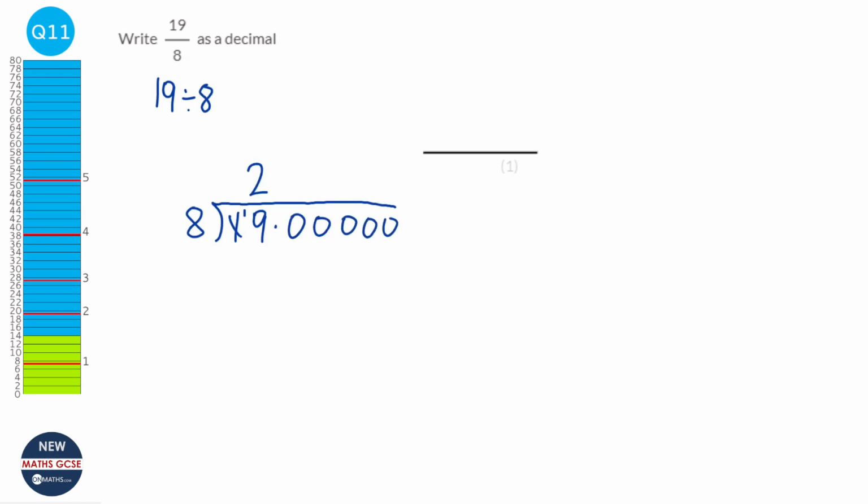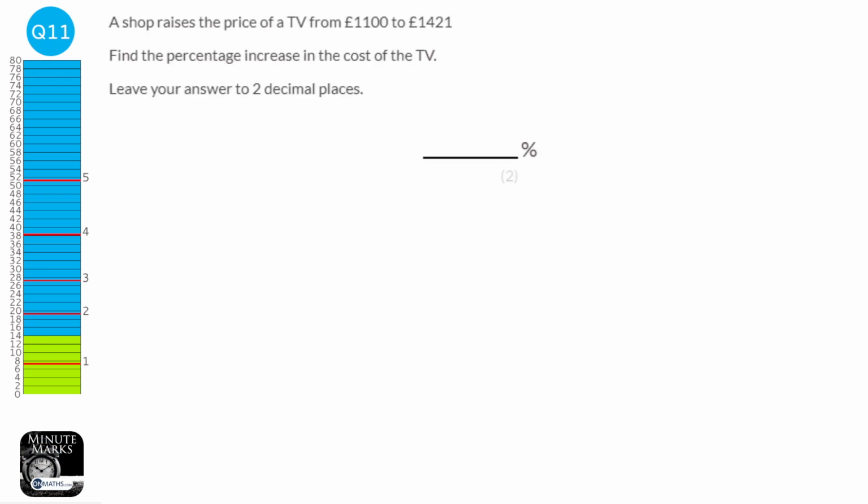And it's remainder 3. 8 goes into 33 times, and there's a remainder of 6. 8 goes into 67 times, and there's a remainder 4. And 8 actually goes exactly into 40, so we didn't need some of those zeros. So the answer will be 2.375. So there's a formula for percentage increase or percentage change.